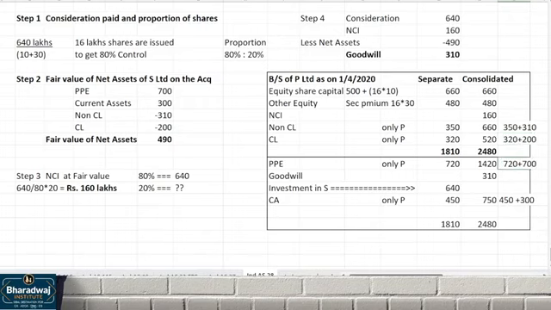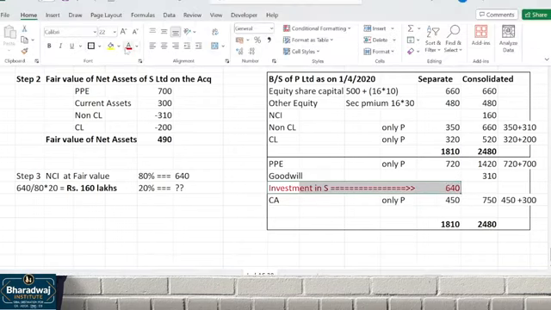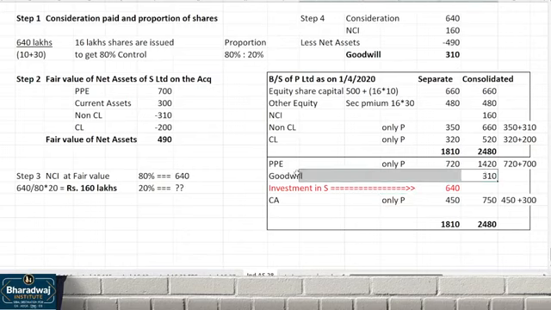More simple. Separate balance sheet means without including which one? Subsidiary. Okay. Consolidated balance sheet we do as usual. That's it. Investment will appear only in which balance sheet? Separate balance sheet. The goodwill or gain on bargain purchase is what we worked out in step 4.